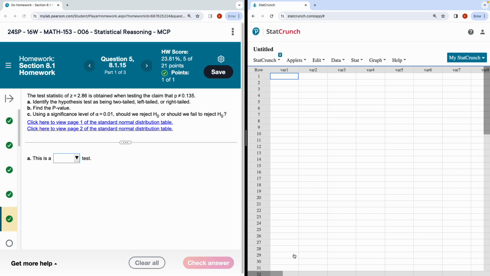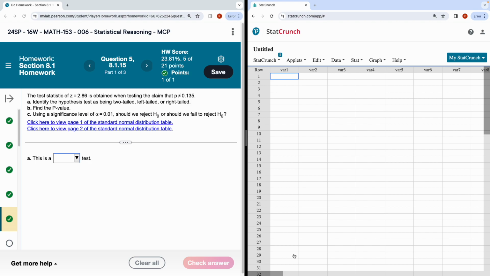Okay, this is an exercise from section 8.1, Basics of Hypothesis Testing. This is question number 5. This can also be referred to as 8.1.15. And this is a great example of when we have a two-tailed test.